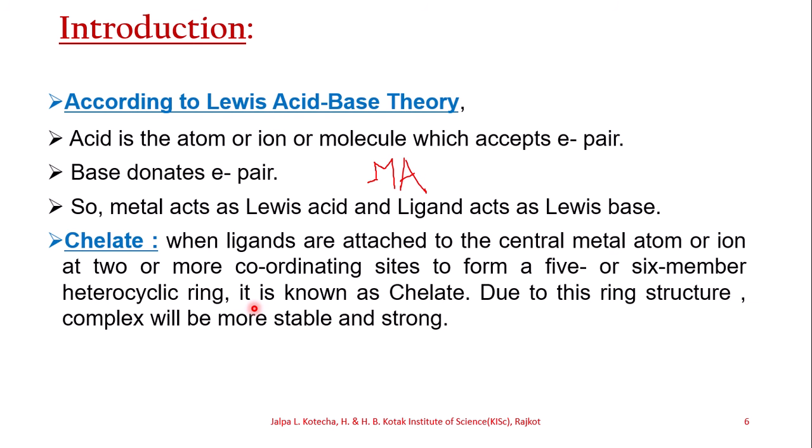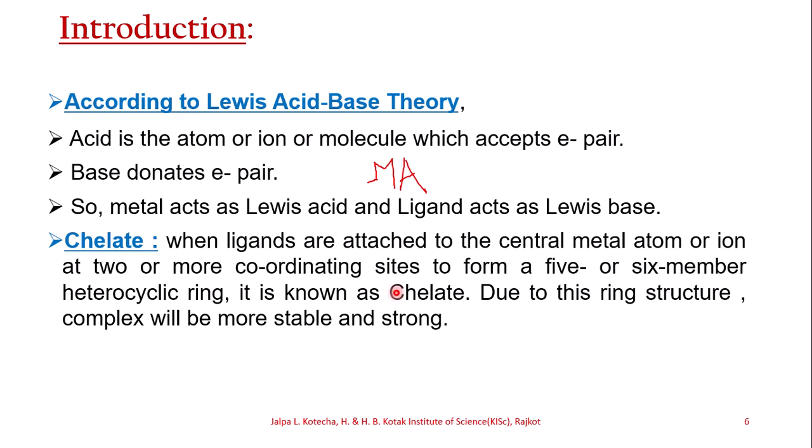Now one more term you have to study is a chelate. What are chelates? When the ligands are attached to the central metal atom by coordinating sites, say if it is a monodentate ligand, it will get attached by one coordination site. If it has more denticity, that means more coordination sites, say more than 2, it forms a 5 or 6 membered heterocyclic ring and gets attached to the metal, forming a structure like a claw, a claw like structure, right?